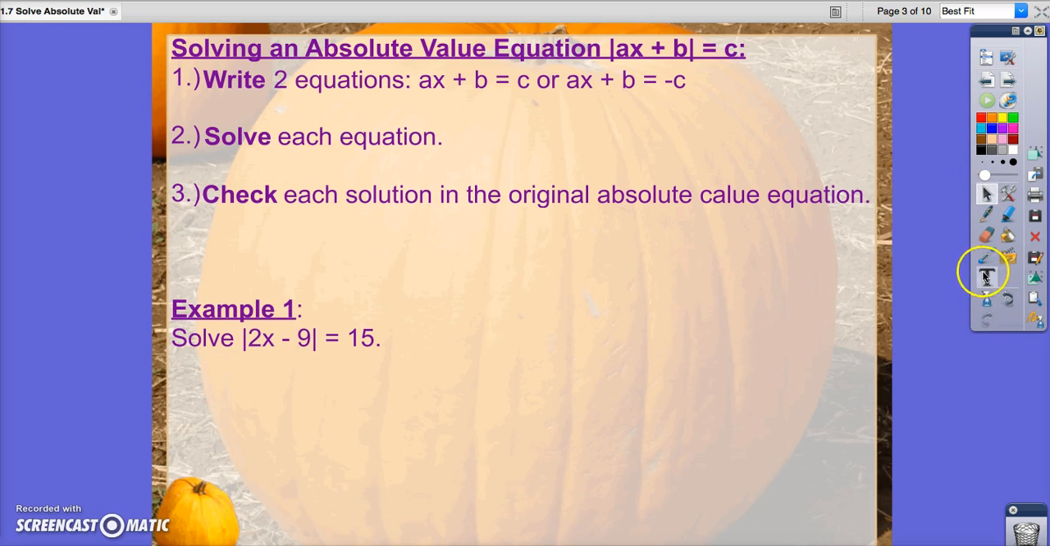Now, to solve our problem here, take a look at example 1. Solve absolute value of 2x minus 9 equals 15. So once again, we are not changing any sign or anything inside the absolute value bars. The rule is to change it to the right. It makes it a little bit easier. And on the last slide, we talked about if it's absolute value, we want the positive version and the negative version of it.